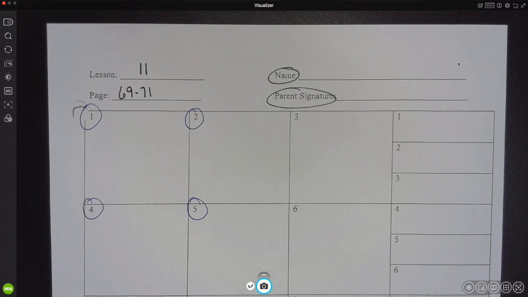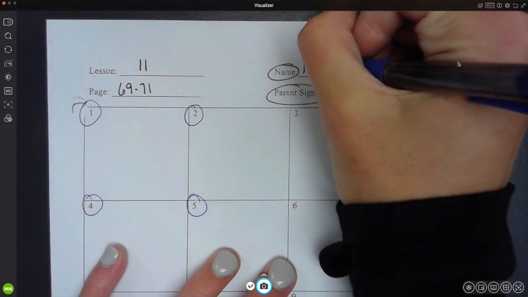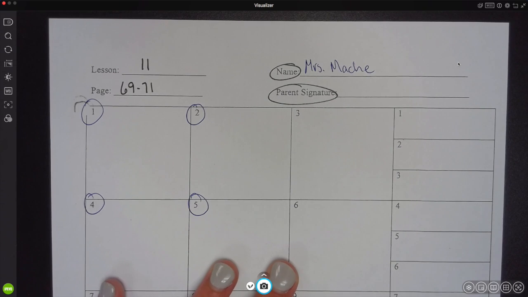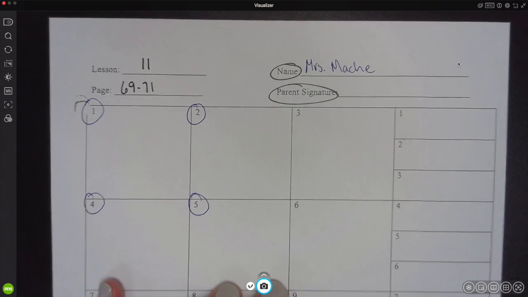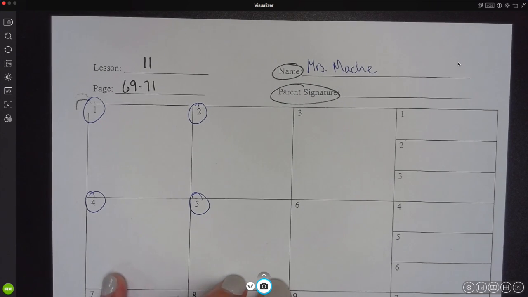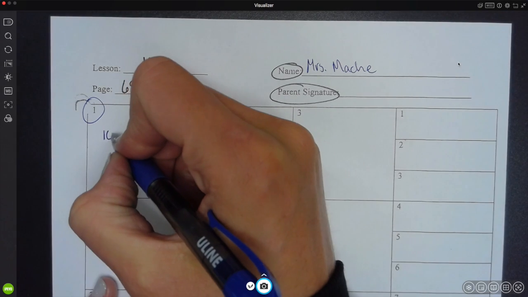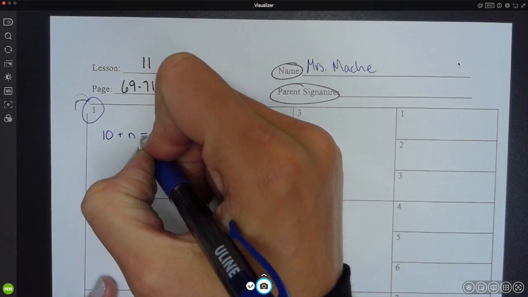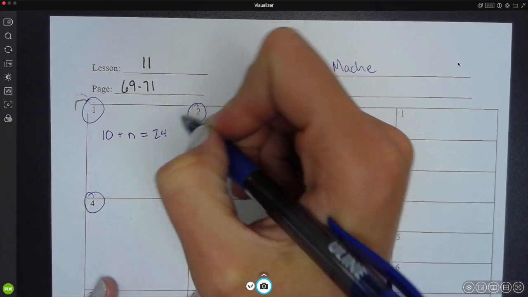Let's get after some math problems for lesson number 11. First things first, get your name on the top. Then, let's go with number 1. Number 1 says, if a winter day has 10 hours of daylight, then the day has how many hours of darkness? So 10 hours of daylight plus the darkness is going to equal 24.